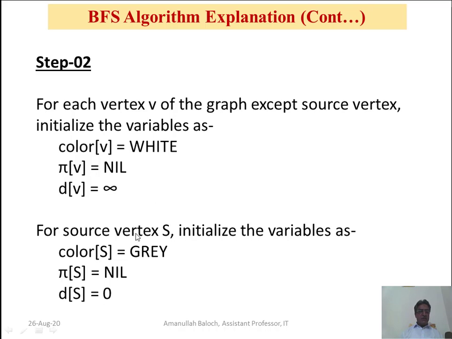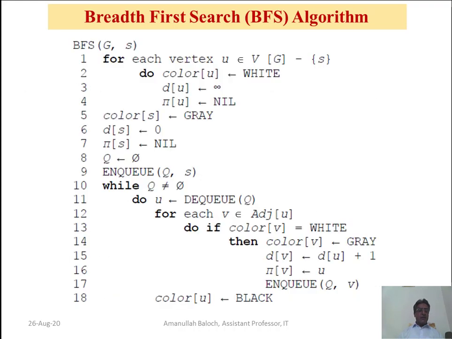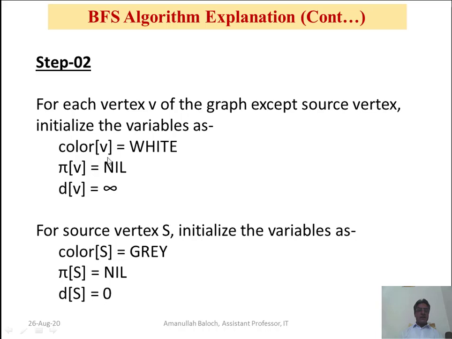Here we will initialize the source vertex. Color of S, where S contains the source vertex, is gray. Parent of S is nil, and the distance of S is 0. The root vertex always has the distance 0. These are the 7 lines of code of our algorithm, from line 1 to 7. We have explained them here because this is the explanation of the algorithm.